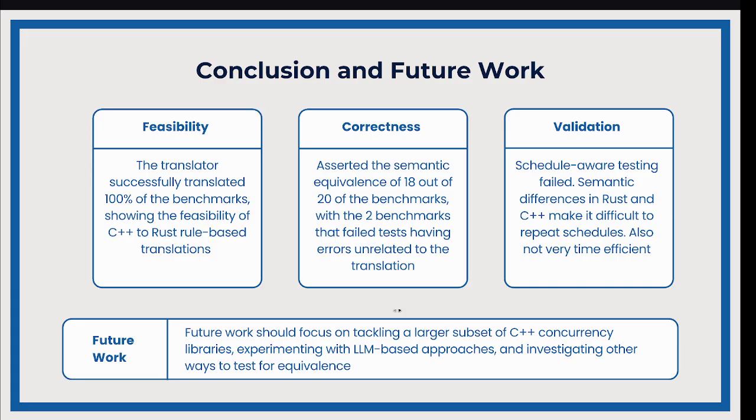For validation, the schedule-aware testing did fail. It's not very time efficient. So the semantic differences in Rust and C++ make it difficult to repeat the schedules in the different language. So I believe further work should be done to investigate a different method to test for equivalence of translated programs, specifically translated programs that include concurrent libraries.